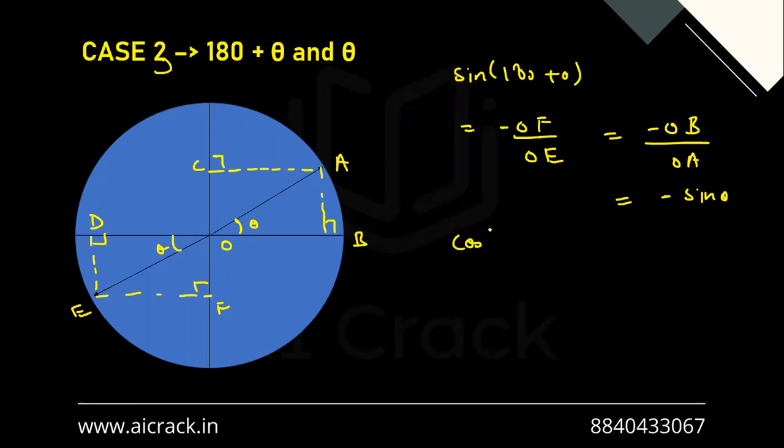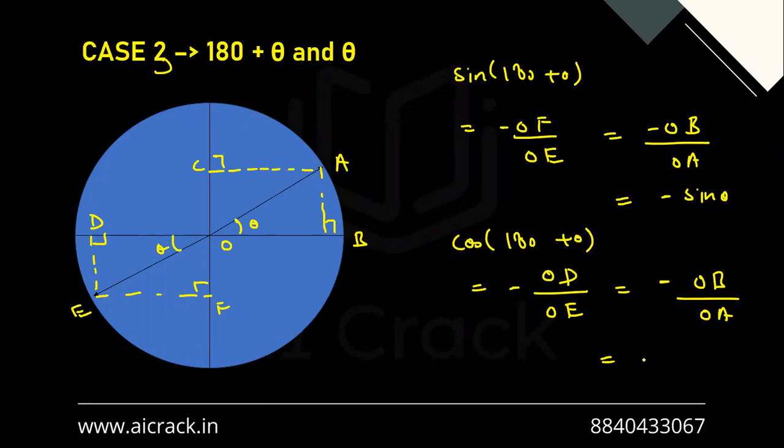Similarly for cos of 180 plus theta, that would be projection on x-axis. Again, this is a negative x-axis, so I'll take a minus sign over here. That would become OD upon radius, that is OE. This is nothing but OD is same as OB and OE is same as OA. So that becomes minus of cos theta, right?